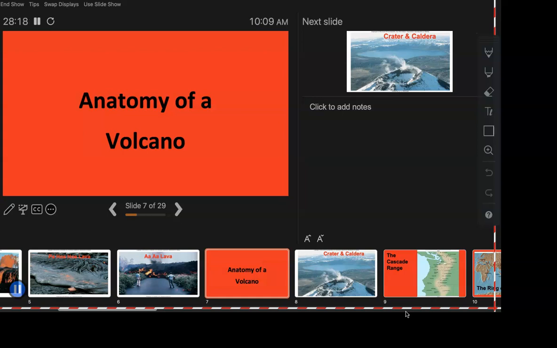So that tube is called the vent. Probably said that. I think I said that. The pool at the bottom is called a magma chamber. And sometimes you'll see the word pluton. Plutons are really big. We're making a nice little singular, unique volcano here. So we're just going to call it a magma chamber.